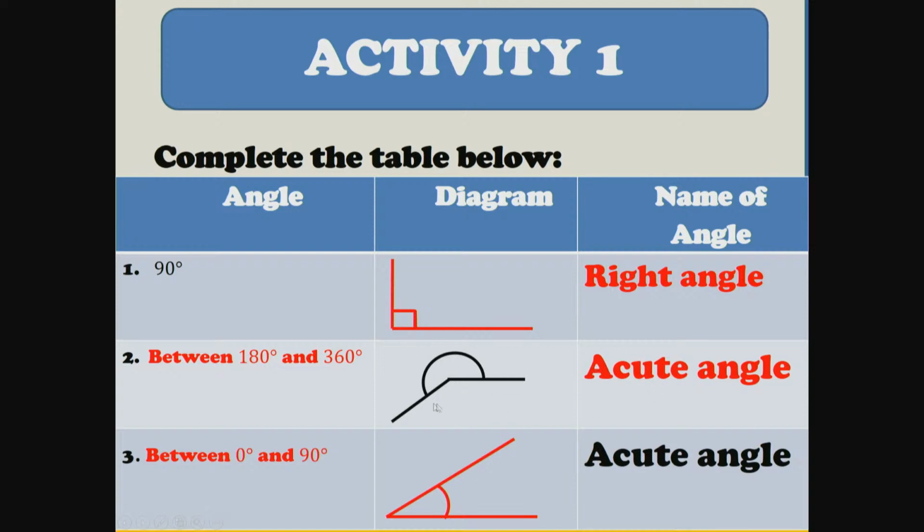This is a reflex angle because it is greater than 180 but less than 360 degrees. Right. So the one which is inside is greater than 90 degrees but less than 180 degrees. So the one that is out there is actually not an acute angle, but it is a reflex angle.